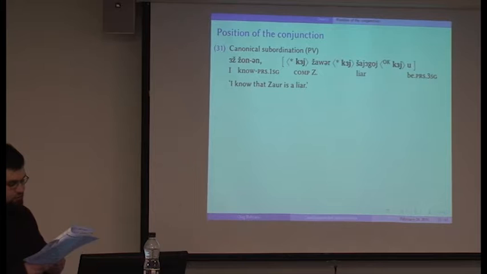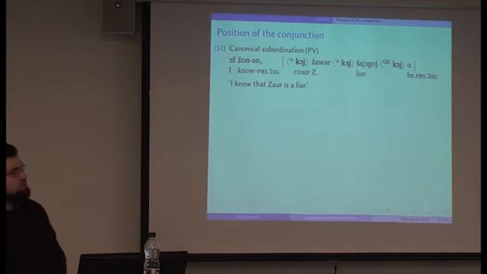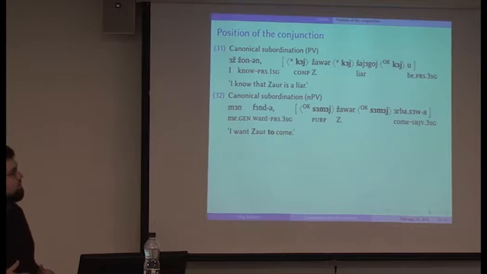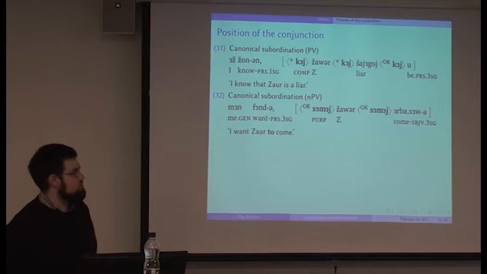I know that Zaur is a liar. And as you see, the subordinator can only be located before the verb of the subordinate clause. It cannot be clause initial, it cannot be in the second position, only preverbal. So we can clearly see that it is, at least in surface terms, clause internal. And there's a smaller subclass of subordinators which have a freer position, but still they can appear in any linear position within the subordinate clause, starting from the beginning of the clause and ending in the preverbal position.